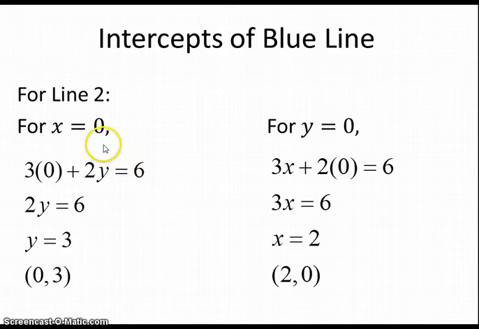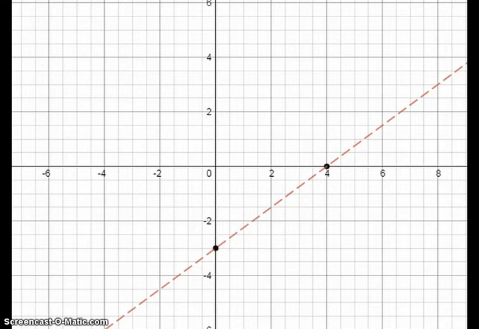Okay, same idea. We're just going to find the intercepts of my second line, which is my blue line. Plug in 0 for x, that will give me my y-intercept, which is (0, 3). Plug in 0 for y, that will give me my x-intercept, which is (2, 0). I'm going to go ahead and plot these 2 points and the line that goes through them. I'm going to plot that as a blue dotted line. Okay, here is my y-intercept of my second line and my x-intercept, and here is the line that goes through those.